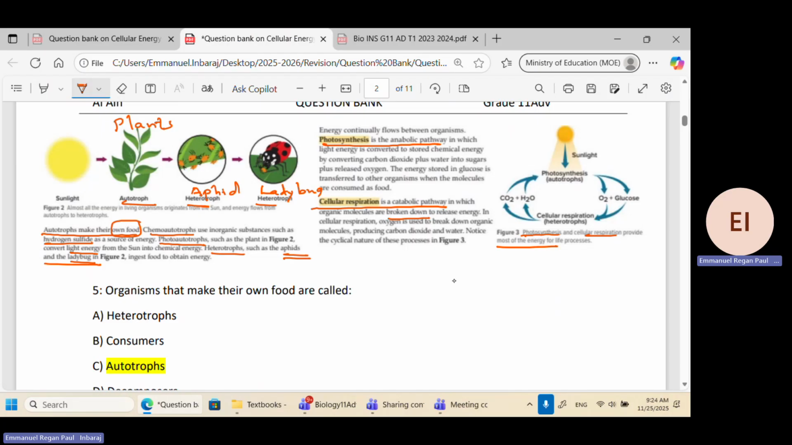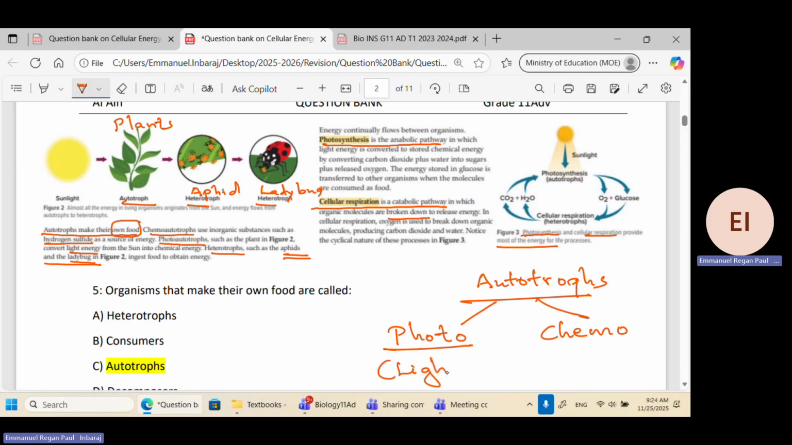And then the next thing that you have to remember, autotrophs. Very, very important question. This question will be there in your exam. There are two types of autotrophs. One is called photoautotrophs and the next one is called chemoautotrophs. Photoautotrophs, as you know, depend on light.